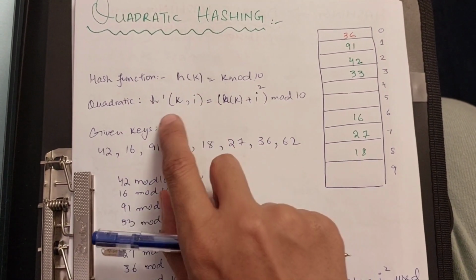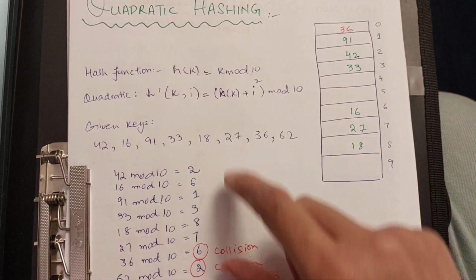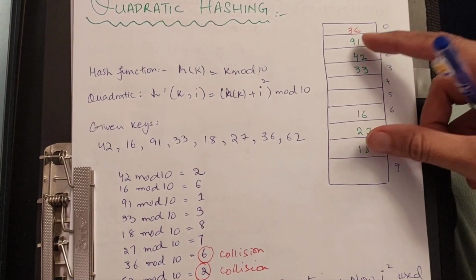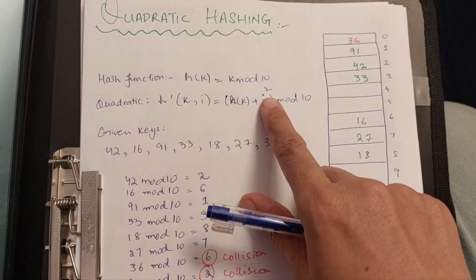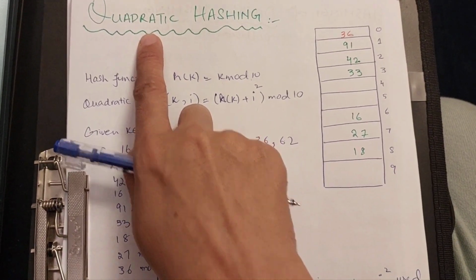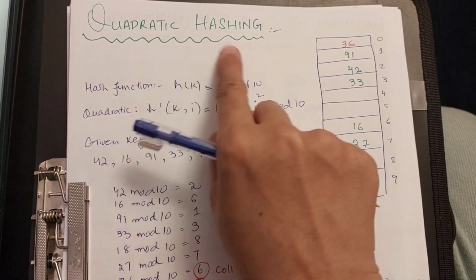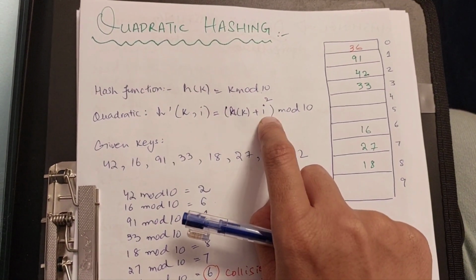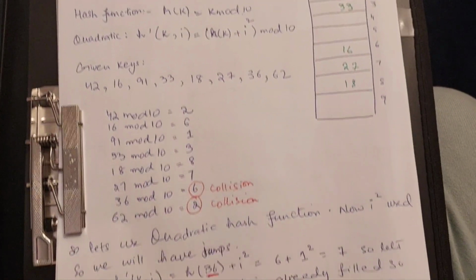This function says that whenever you have a key, and that key has a collision with a previously allocated location in the database, then you will use i plus i squared. This square represents that this is quadratic hashing. If there was no square, then it would have been linear hashing. But right now, since we are doing quadratic hashing, that's why this i has a square. So how do we do this? Let me show this to you.